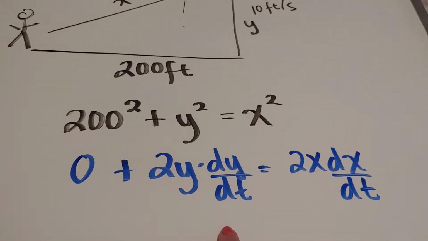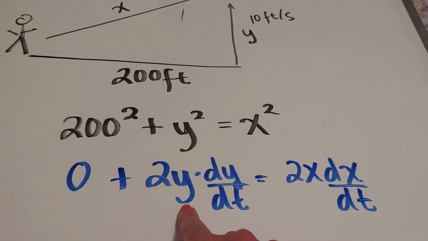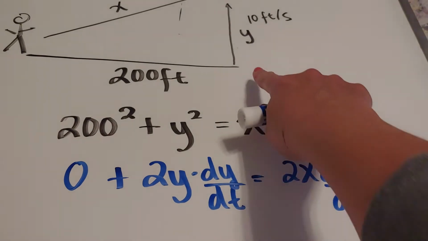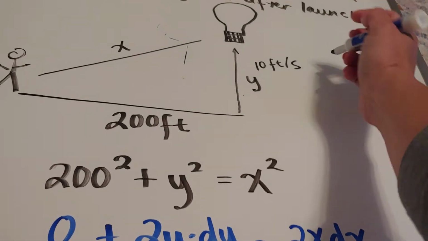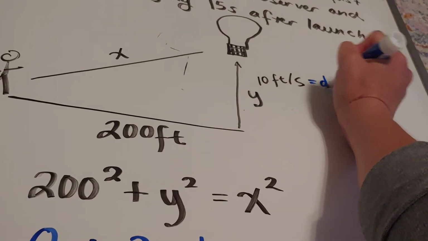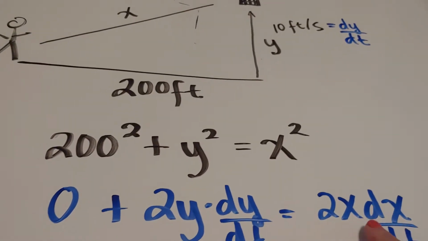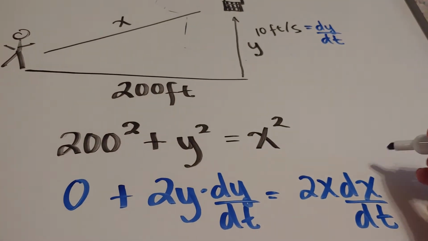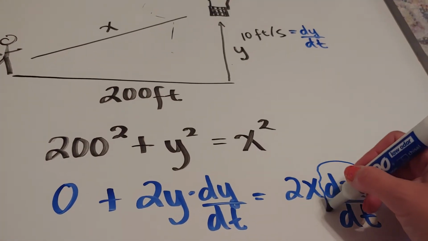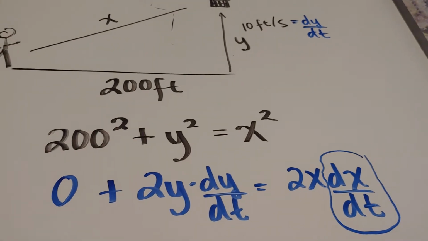What's going on here is that this is my side y. dy/dt is how fast it's changing, and we already know that. It's 10 feet per second, so that's dy/dt. x is the hypotenuse of our triangle, and dx/dt is actually what I'm going to be solving for. This is what I want to know as my final answer of the whole problem.